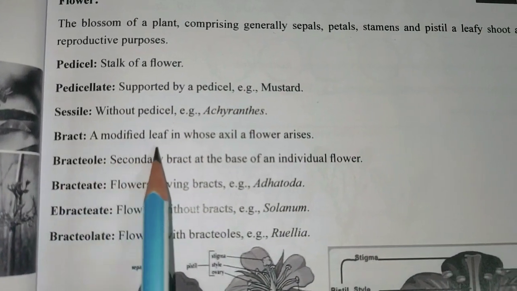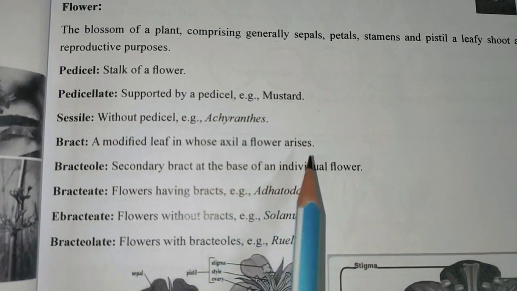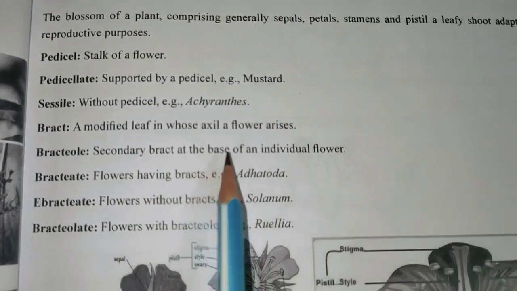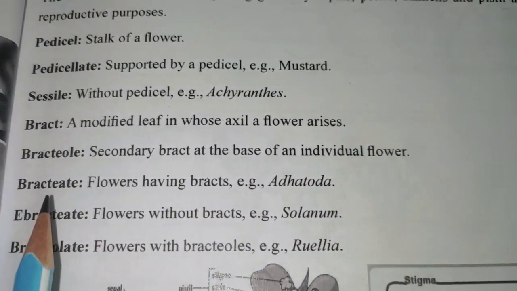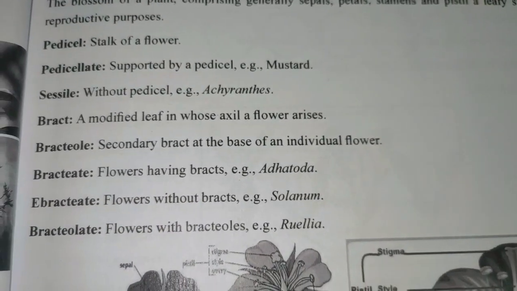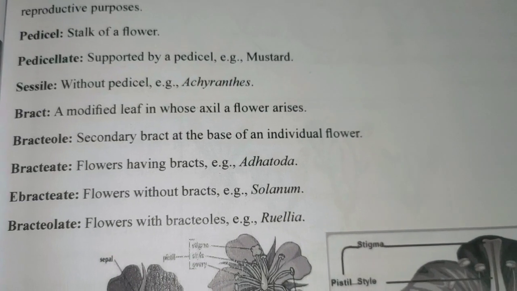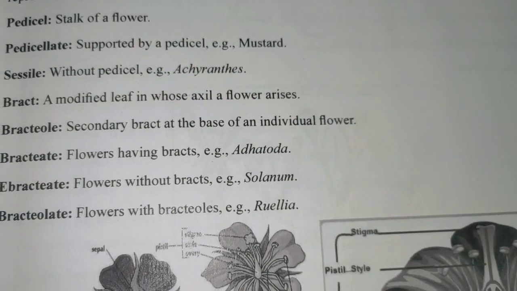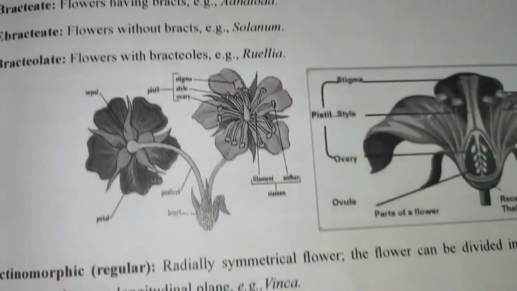Bract. A modified leaf in whose axil a flower arises. Bracteole. Secondary bract at the base of an individual flower. Bracteate. Flowers having bract. For example, Adathoda. Ebracteate. Flowers without bract, like Solanum. Bracteolate. Flowers with bracteoles. For example, Ruellia.